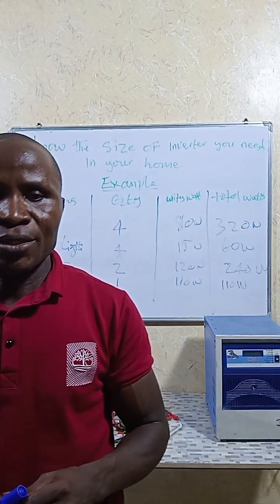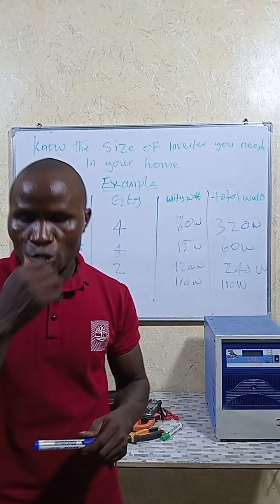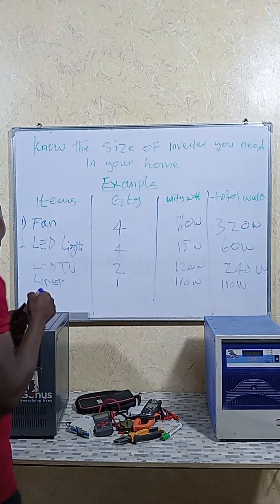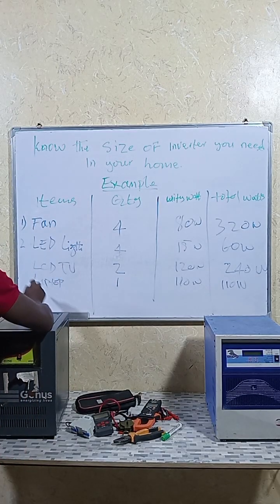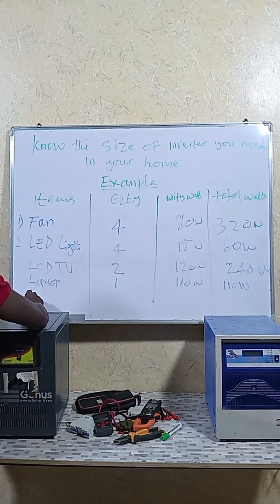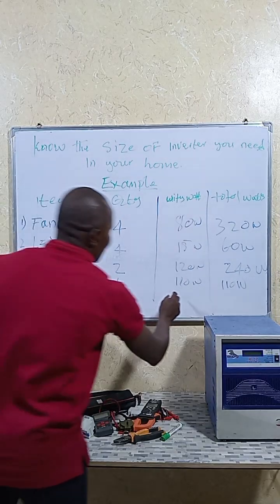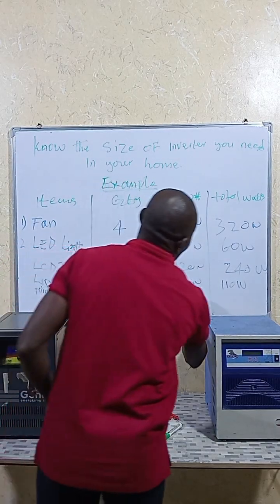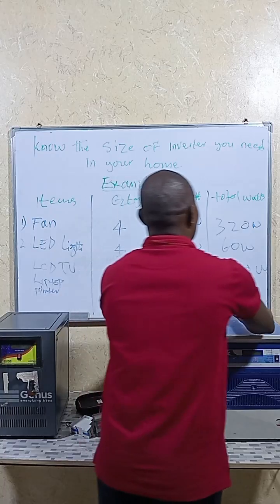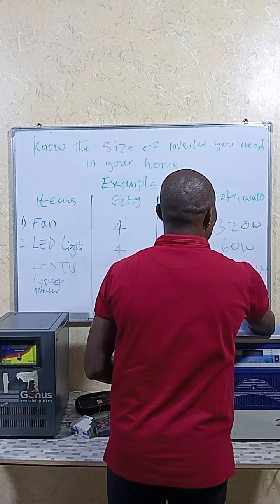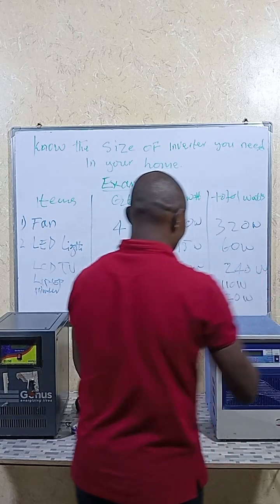Then the laser printer. A printer is usually 60 watts, and we have 2 pieces. With 60 watts each, we have 120 watts.